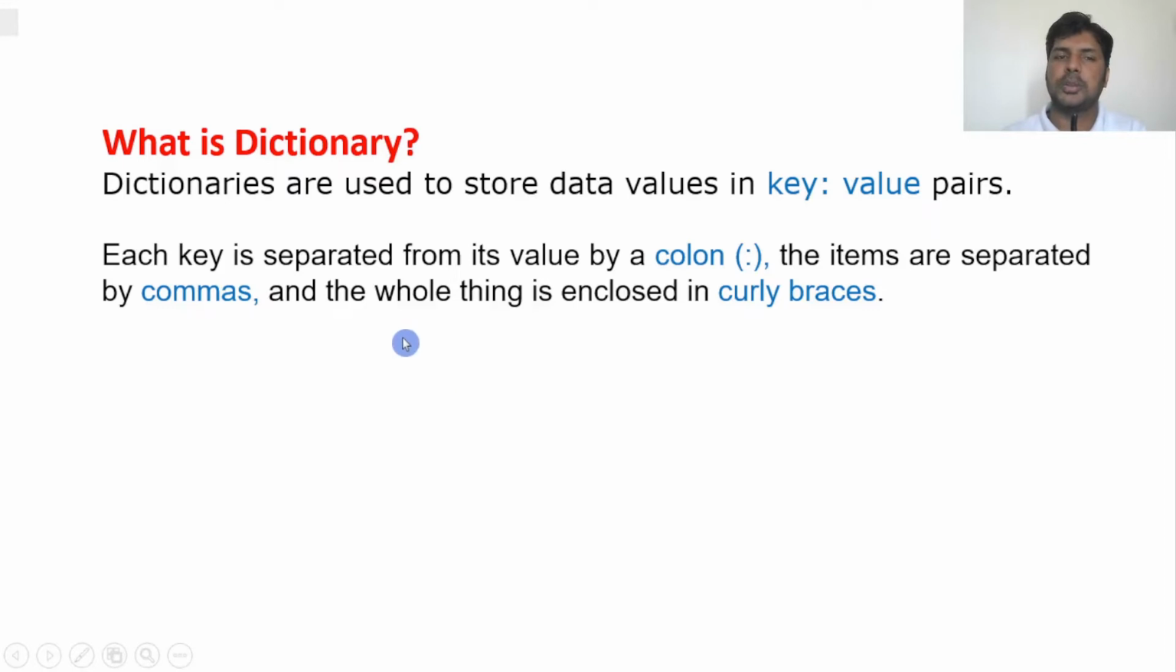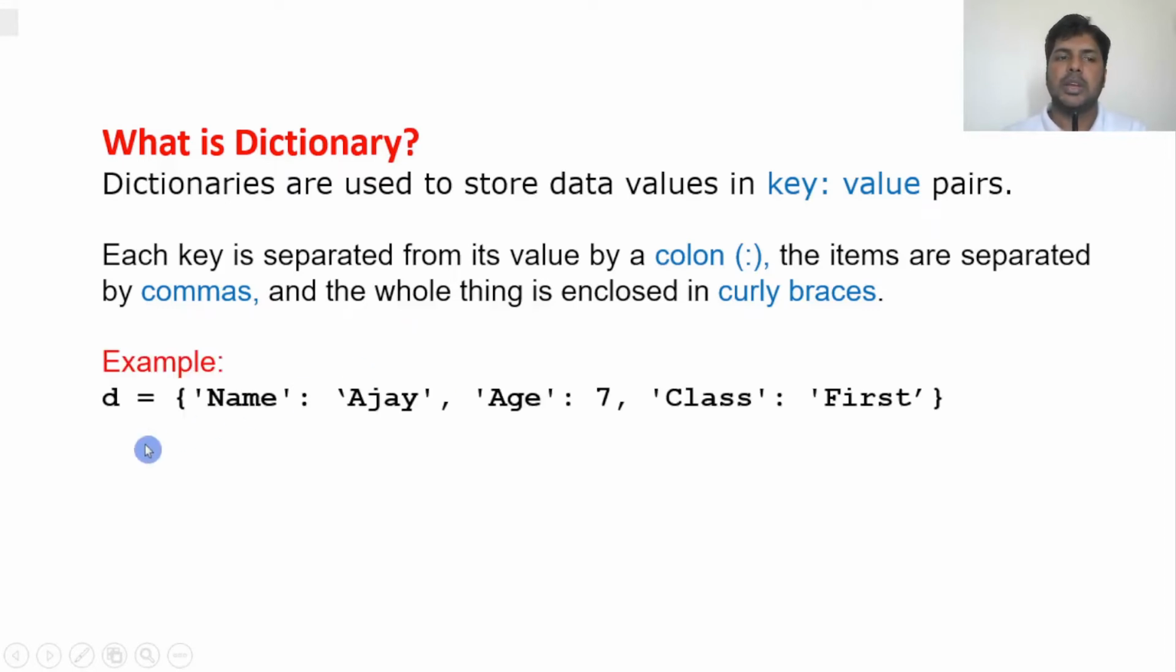Let us see a small example so we can understand easily. You can see here, name is a key and Ajay is a value. They are both separated by the colon. There are three items: first name, Ajay; second age, 7; third class, first. There are three items separated by commas, and they are enclosed in curly brackets. So this is how we can create a dictionary.